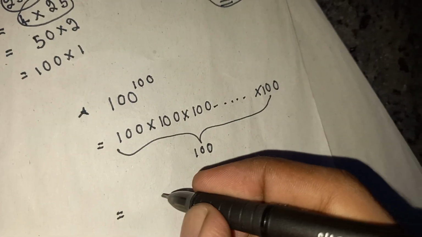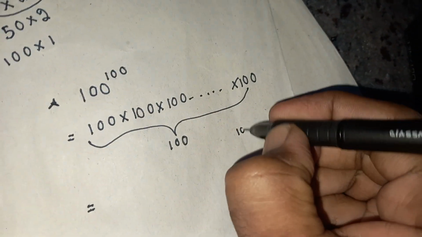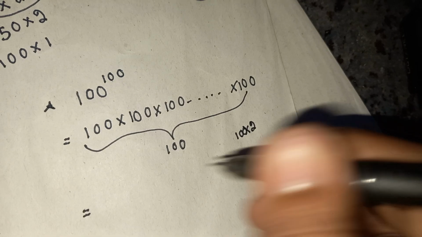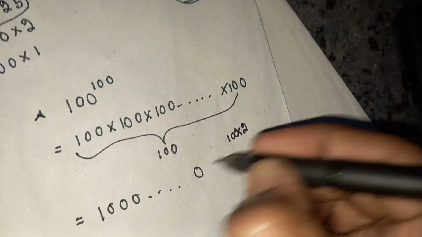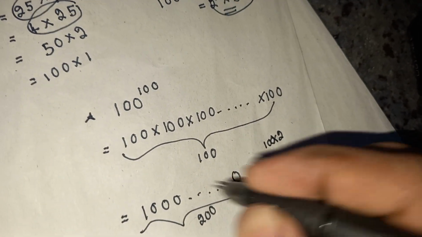Each 100 has two zeros, so 100 times two zeros is equal to 200 zeros. You're going to get a number which has 200 zeros. That is a very big number.